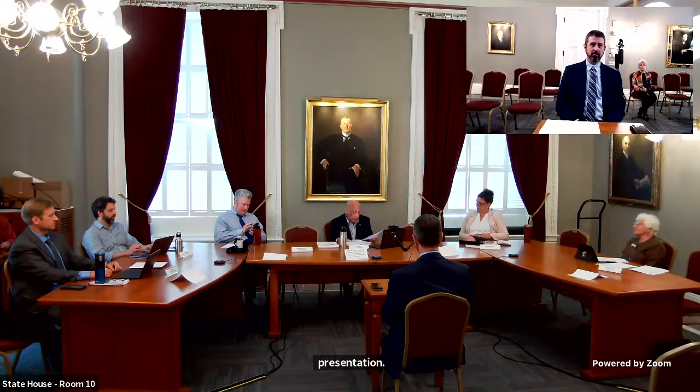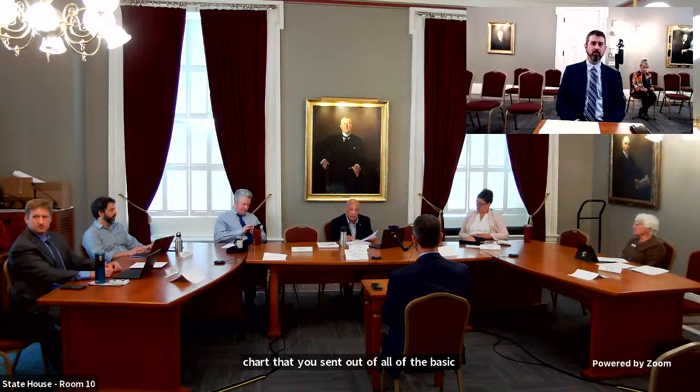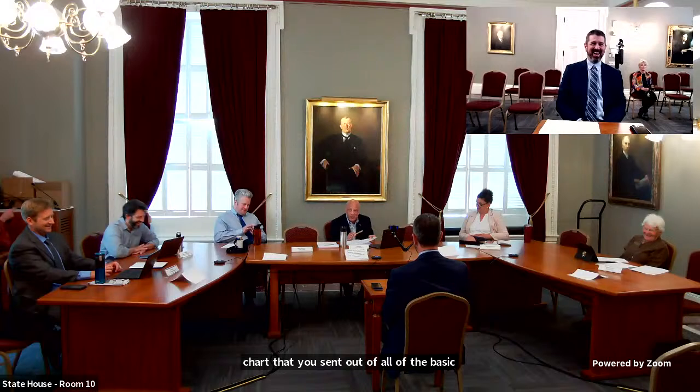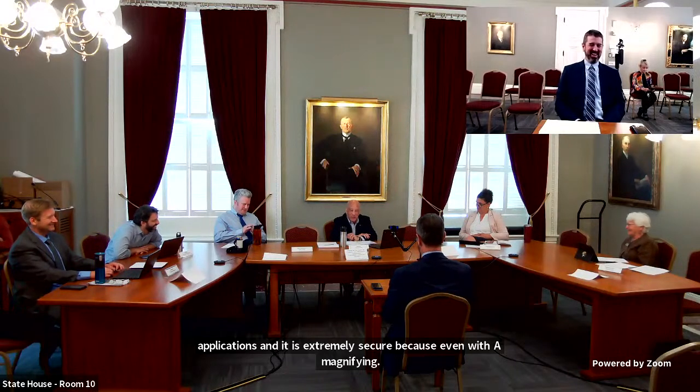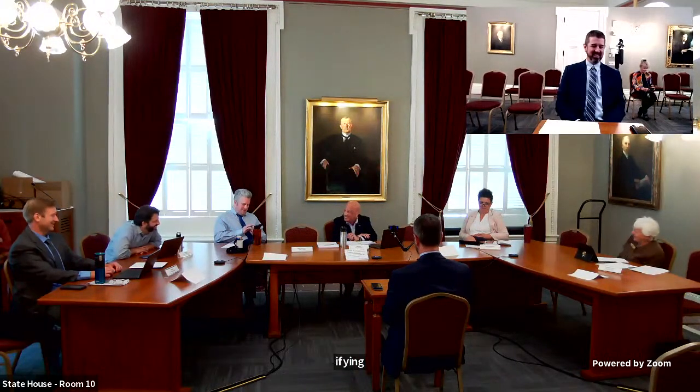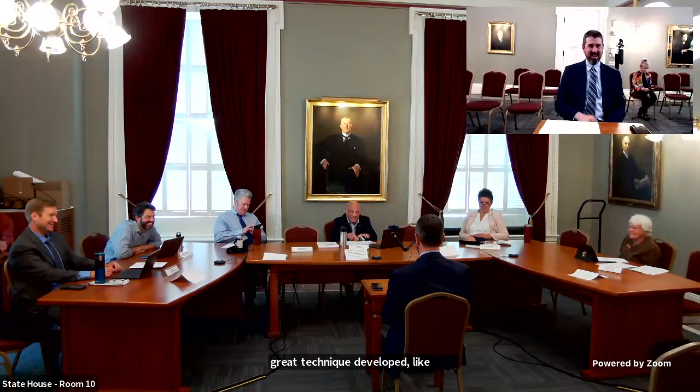I do have the chart that you sent out of all of the basic applications, and it is extremely secure because even with a magnifying glass, I can't really read it. So, it's a great technique you've developed. Yes, yes, we've shrunk it down to 2-point font and put it white on white.